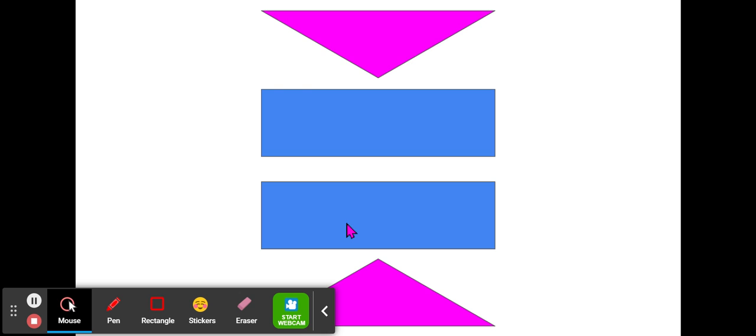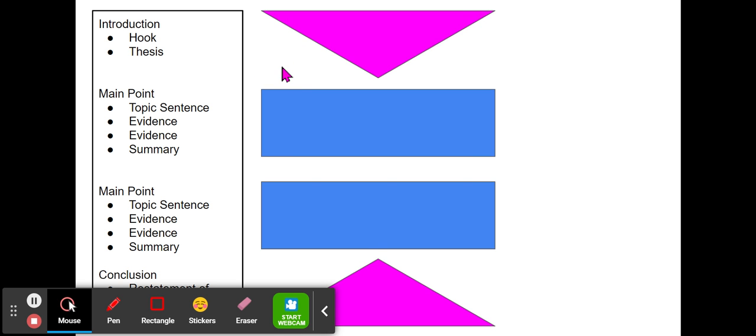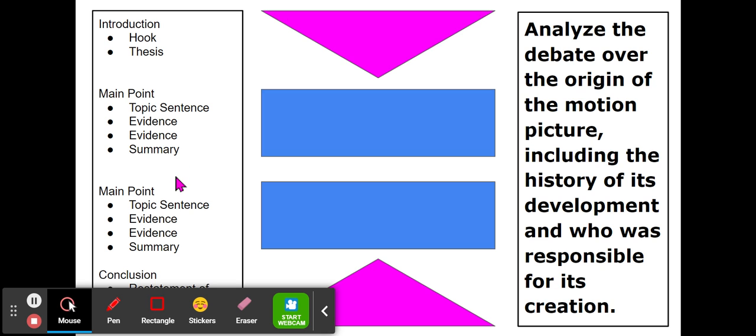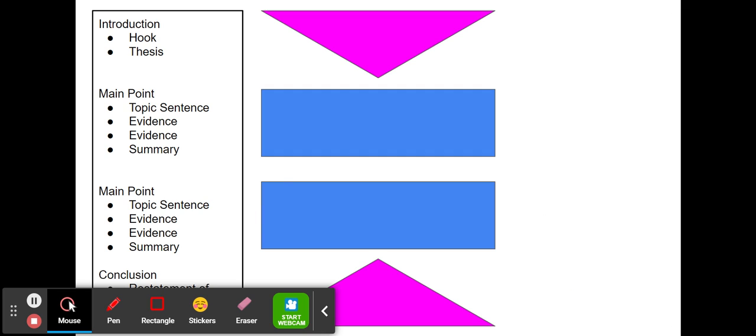Now, when we did it as an outline, we were looking at it more like this, where the introduction included the hook, the bridge, and the thesis. The main point included the topic sentence, 2 to 3 pieces of evidence, and a summary. The main point number 2 also included the topic sentence, evidence, and a summary. And then you had the conclusion, which had you restating the thesis as well as a callback to the hook.